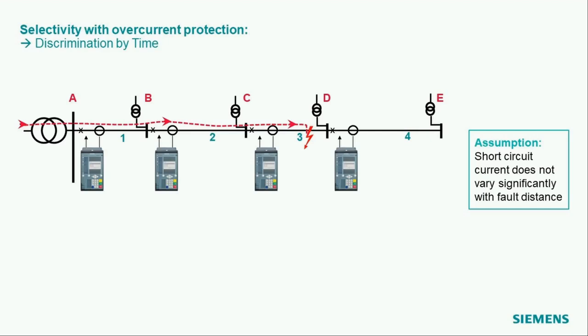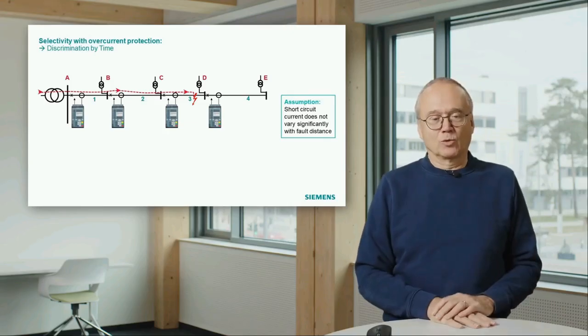And which one should trip? Only the relay at the bus bar C should trip, because cable number 3 is the cable with the short circuit. The protection relays at substation A and B should not trip in this case. The protection relay in substation D will also not trip. In this case, it doesn't see any fault current, so it's not affected by the whole story.